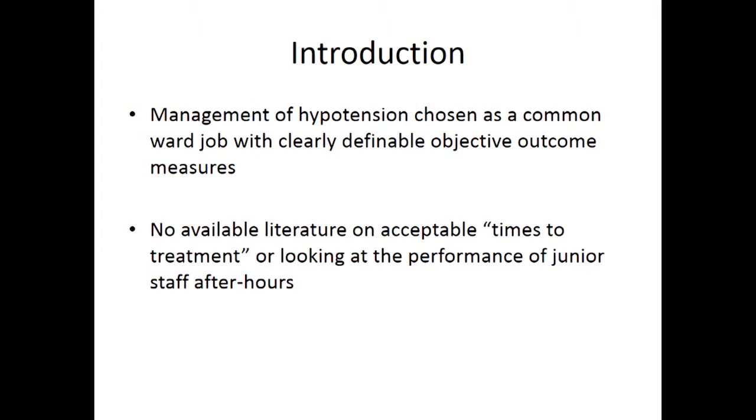I thought hypotension would be a good variable because it's easy to measure, it's on the charts, and I could just make an arbitrary time. But when I designed the audit, what I couldn't find was data on what's an acceptable time of low blood pressure. In anaesthesia, it's 5 minutes. If you're ASA 3 and you have more than 5 minutes of very low blood pressure, you're more likely to die. And the times I saw in the wards weren't those kind of times that I was used to in anaesthesia or ICU.